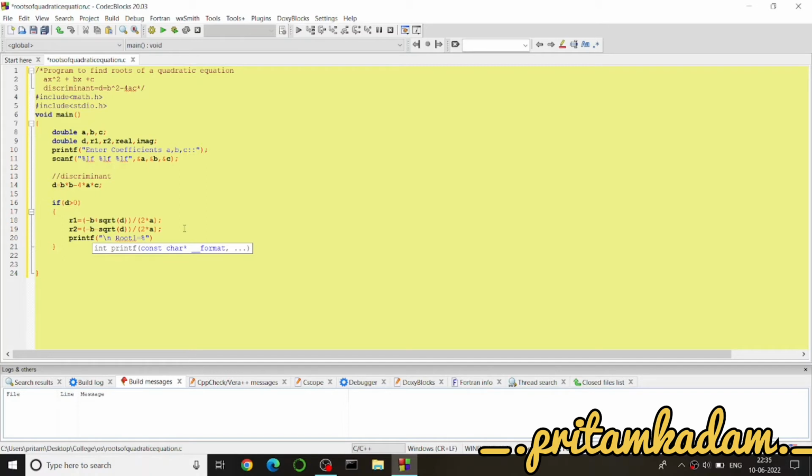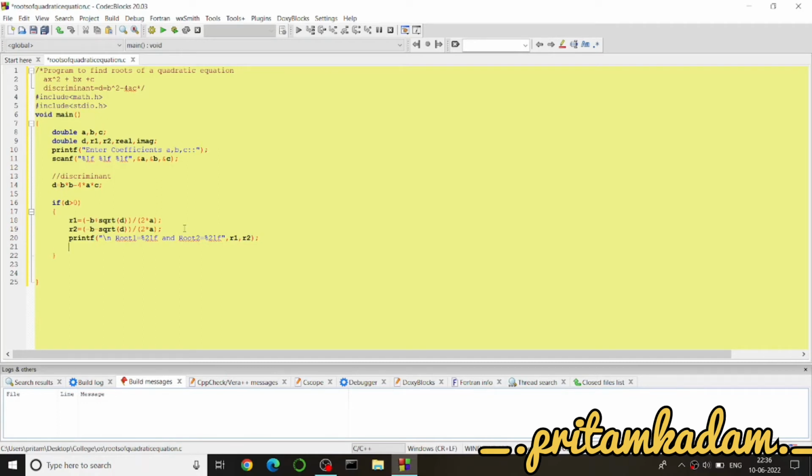So root 1 equals %2lf, and root 2 equals %2lf, and after the comma we will write the values of r1 and r2, so that in place of %2lf, the value of that variable would be printed. So let us go ahead. So r2 equals %2lf. Let us write it down, %2lf, and then after this we have to write a comma and then the variable names, that is r1 and r2.